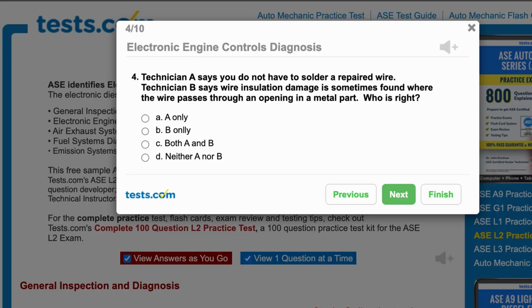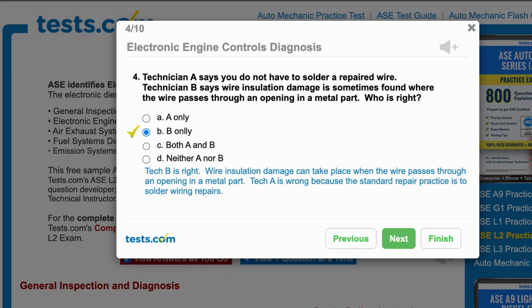Question 4. Technician A says you do not have to solder a repaired wire. Technician B says wire insulation damage is sometimes found where the wire passes through an opening in a metal part. Who is right? A only. B only. C, both A and B. D, neither A nor B. B only. Tech B is right. Wire insulation damage can take place when the wire passes through an opening in a metal part. Tech A is wrong because the standard repair practice is to solder wiring repairs.